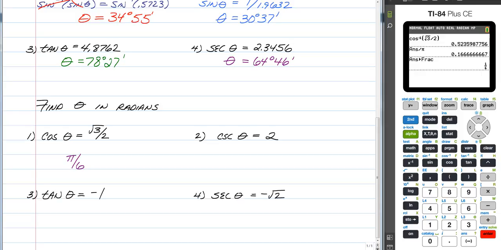Okay? Now number 2, I will do with you step by step again. Remember, this is a reciprocal. So this is actually saying that sine of theta is equal to 1 over 2, which, if you think about it, is going to be at the same location. Pi over 6 is what we should get if we type this in the calculator, because 1/2 is the y value at pi over 6 on the unit circle. But let's go through the calculator motions.